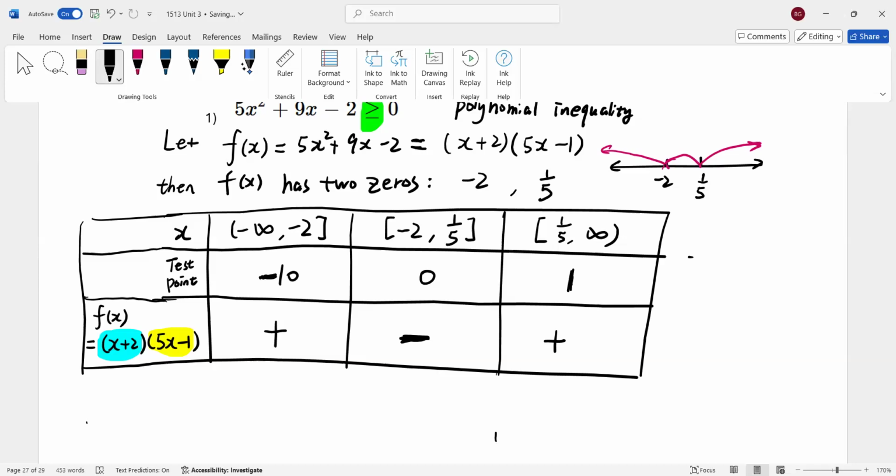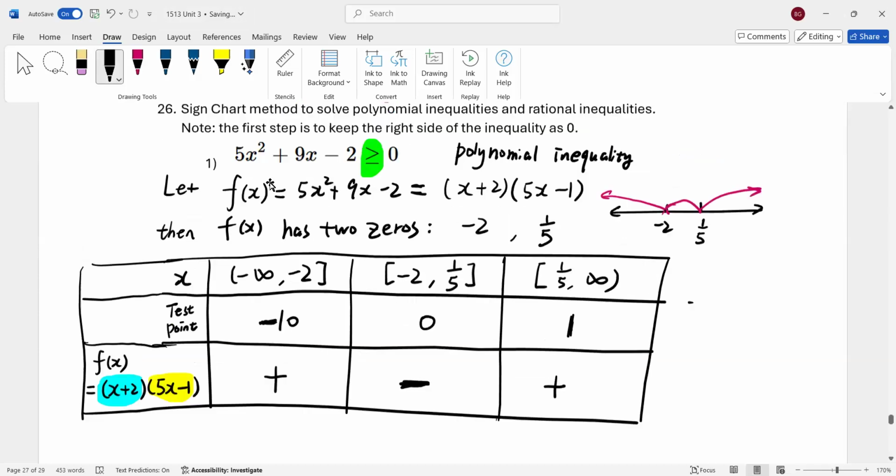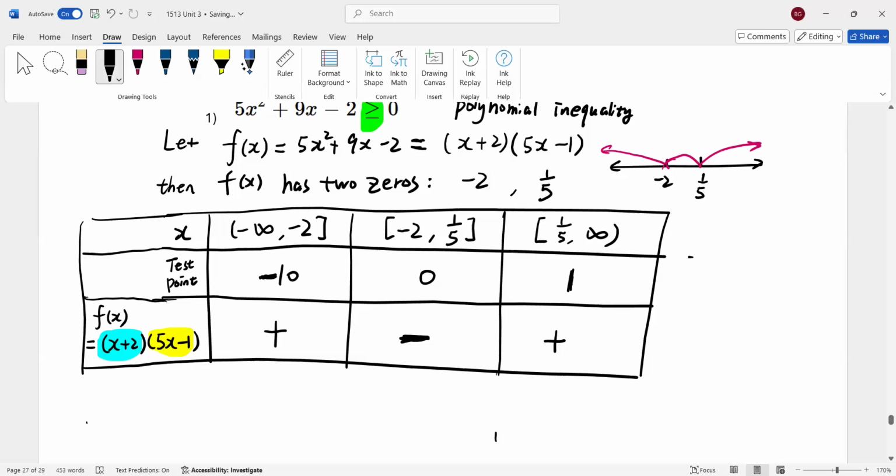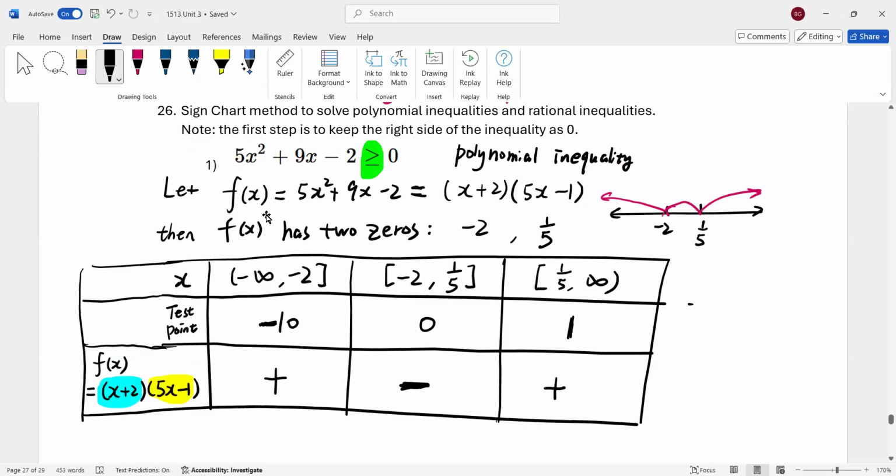The problem is to solve the inequality means we need to find values for x such that f of x is bigger than or equal to 0, right? Is bigger than or equal to 0, non-negative. And as you can see, the function f is negative in the interval -2 to 1/5.